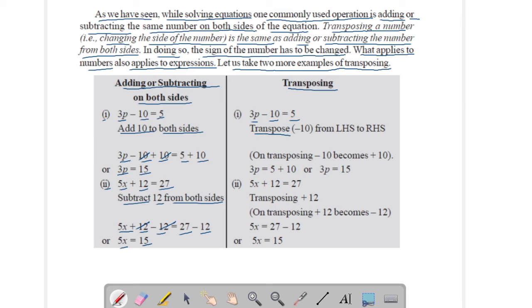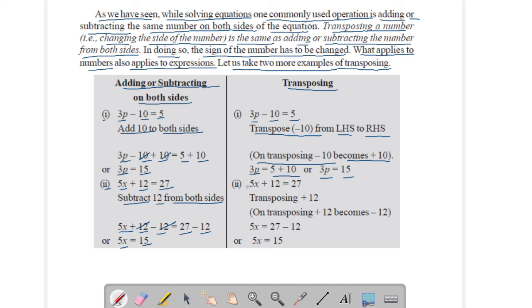Here transpose minus 10 from the left hand side to the right hand side. So on transposing, minus 10 becomes plus 10. We can write 3p equal to 5 plus 10 or 3p equal to 15. It is the same.